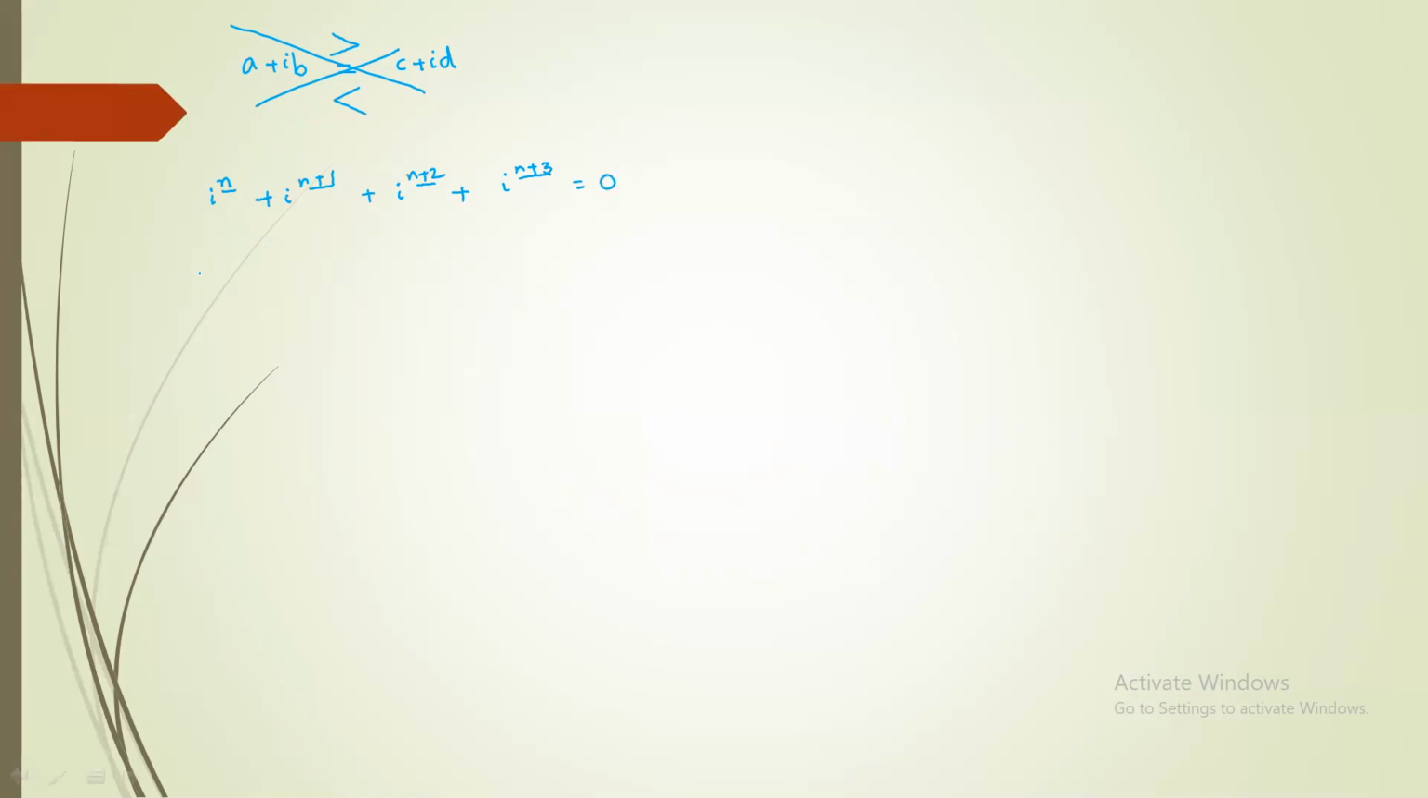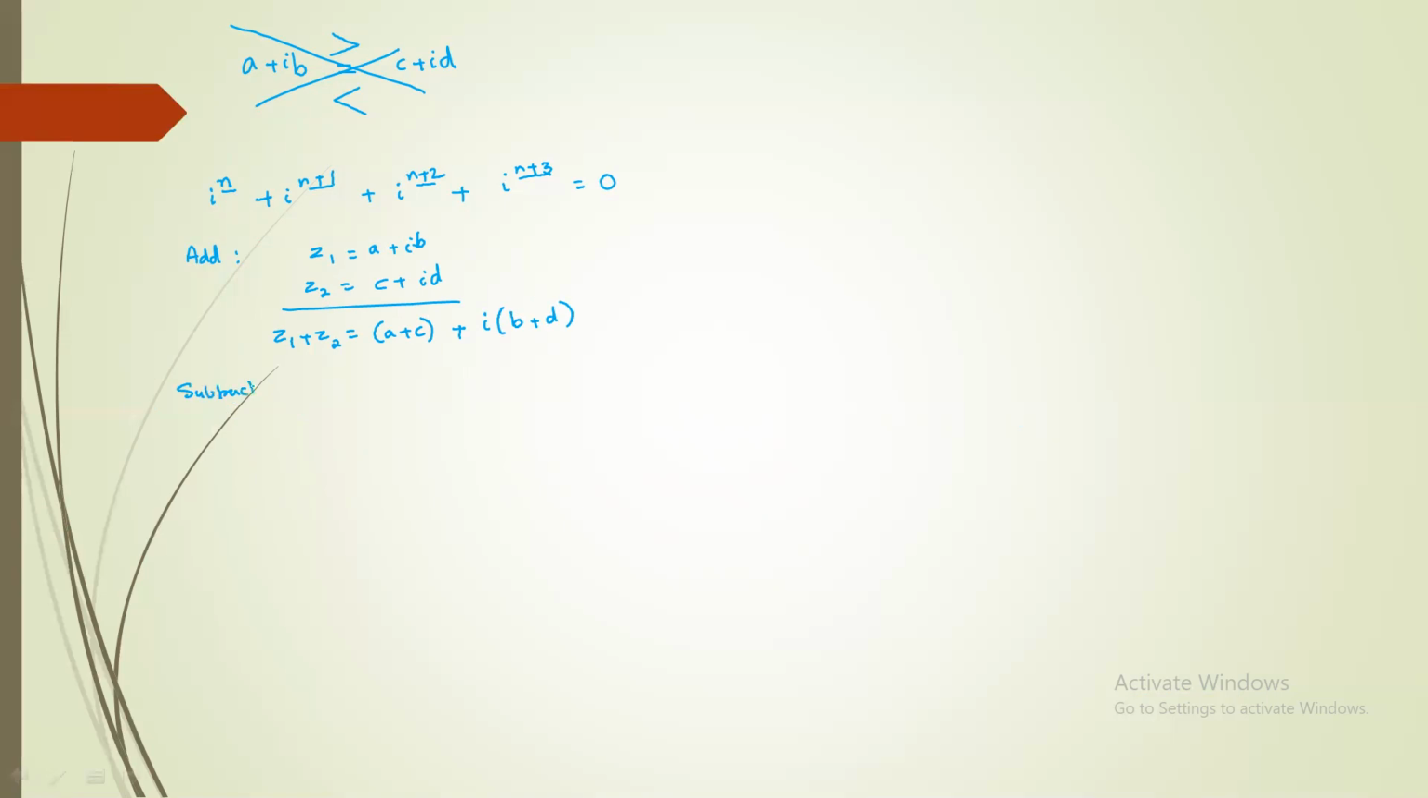The next synopsis, which is very important: addition of complex numbers. Z1 is a complex number of the form a plus ib. Z2 is a complex number of the form c plus id. If you want to add Z1 and Z2, you have to add the real parts, a plus c. Then take i common and add the imaginary parts, b plus d.